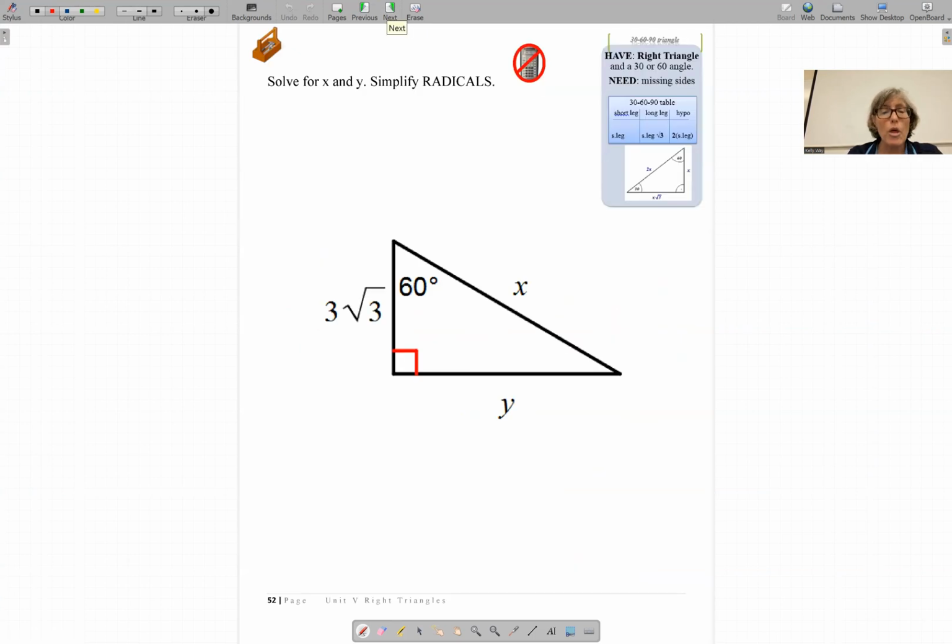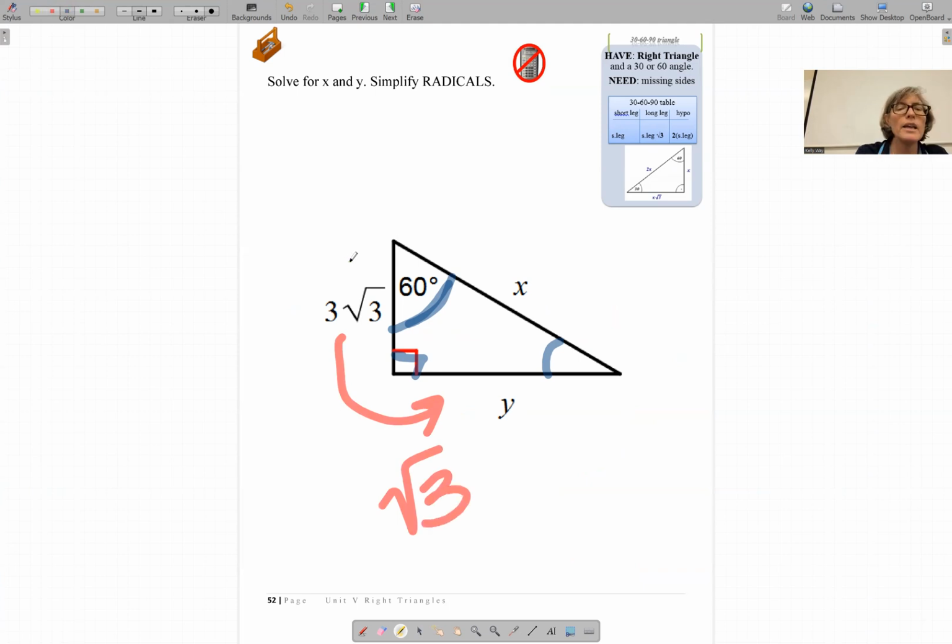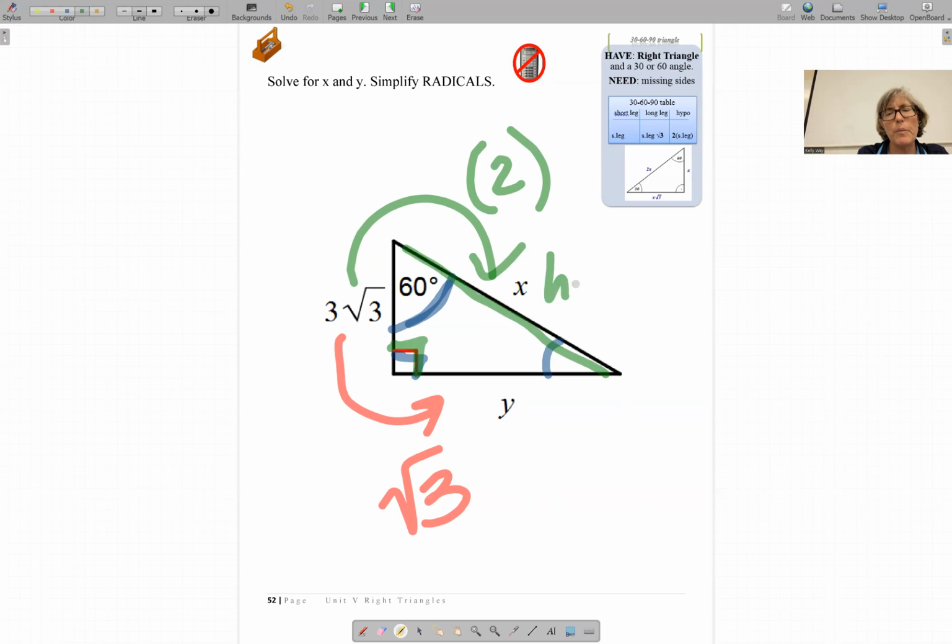Then you have 30, 60, 90. So there's the 30, 60, 90. Short leg, short leg root 3, short leg times 2. It's really important you correctly identify where the hypo is here. So short leg to long leg, root 3, short leg to hypo times by 2.